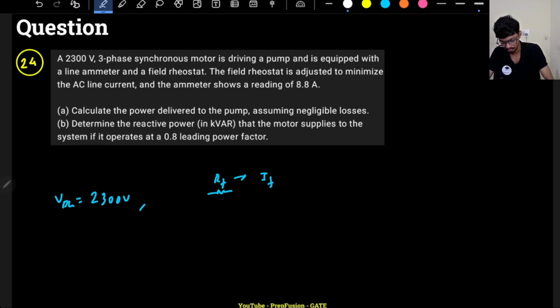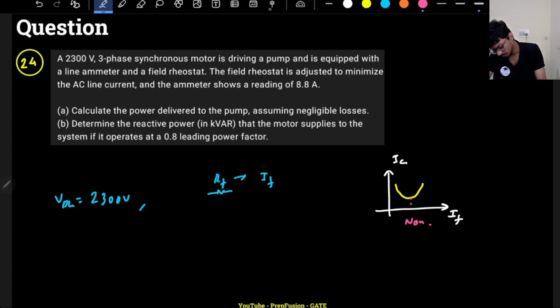So tell me, we vary IF, and when is the AC current minimized in the armature? If you remember, it is minimized under nominal excitation. Okay, so the ammeter shows an 8.8 reading. So at nominal excitation, the ammeter current is 8.8 amperes. Basically the armature current is 8.8 amperes.